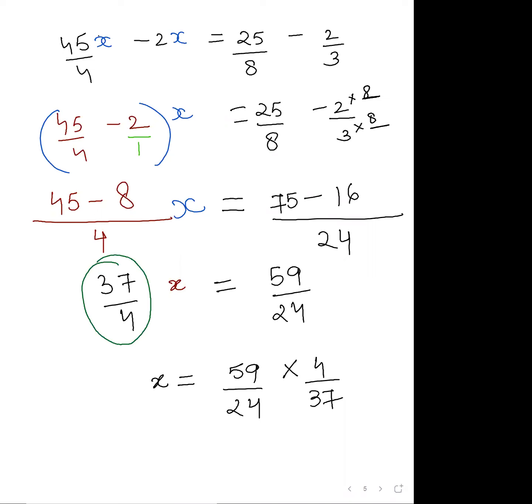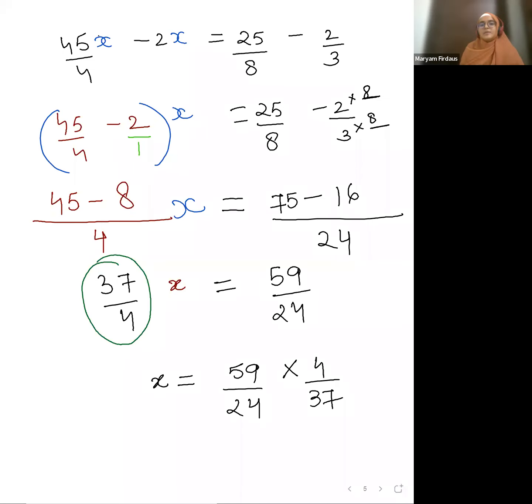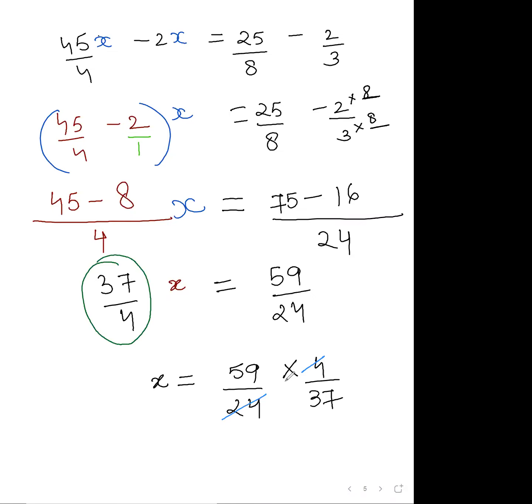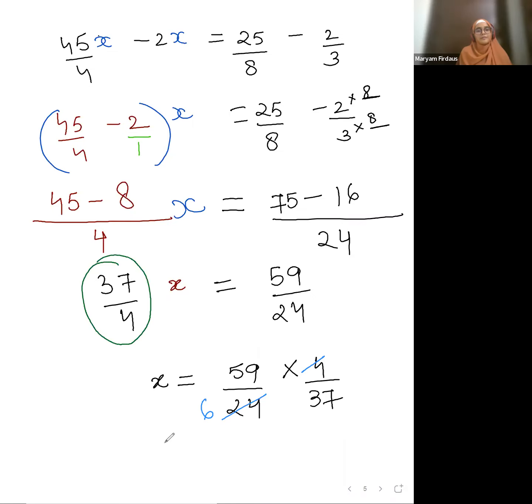So it will be 2183. Okay, Hiba, just a minute before you go into that. Can you see if we can cross out this 4 and 24 somehow? 4 6 are how much? 24, right? So we have 59 by 6 multiplied by 37. Okay, because 6 and 37 are both multiplied and they are in the denominator. So 59 by 6 multiplied by 37.